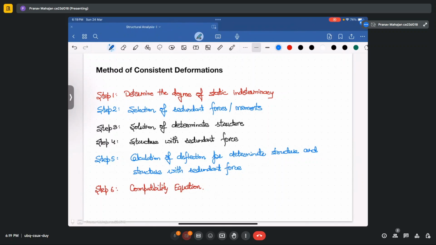So if you add the deflection due to the static determinate structure and the deflection due to the redundant force, their sum will be equal to zero. So this is how you utilize the concept of method of consistent deformation or force method.